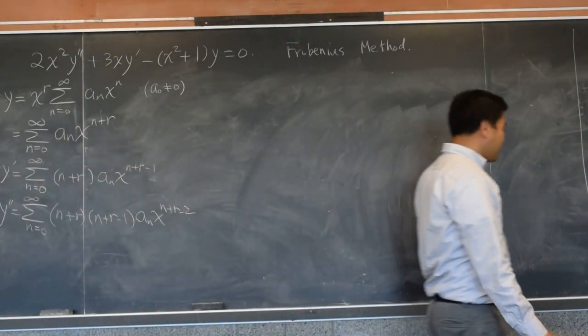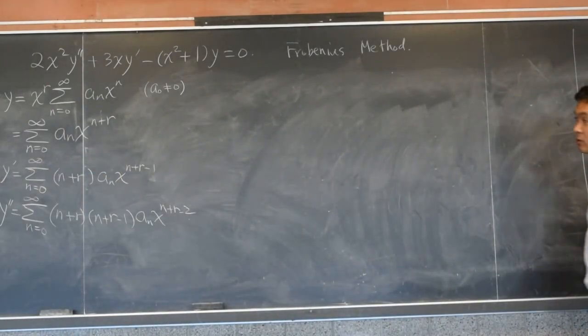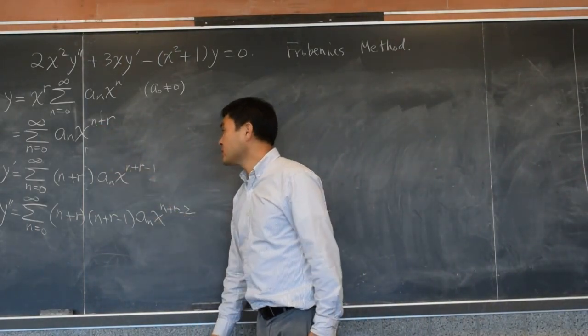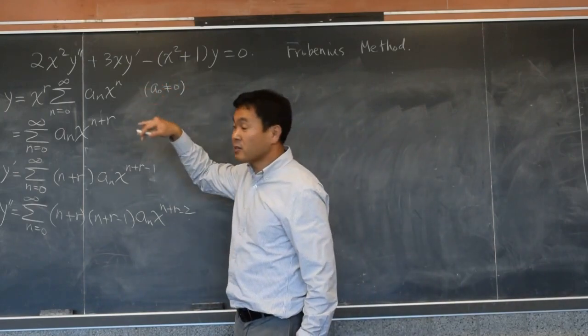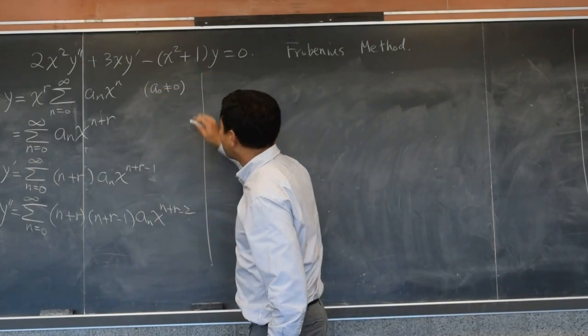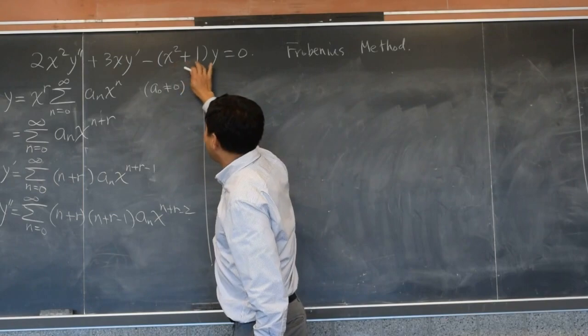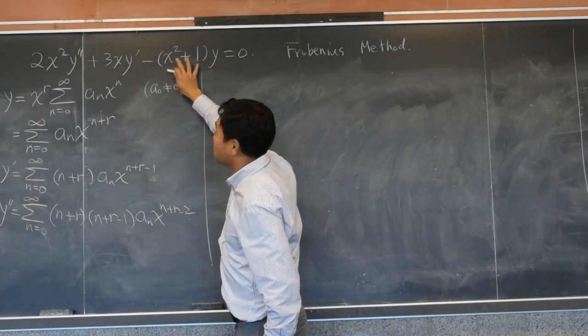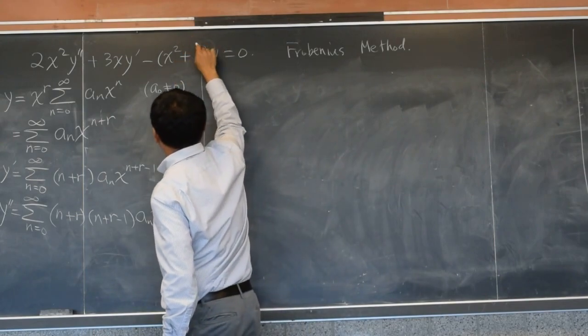So that's what you get when you start with the Frobenius form of the solution. Let's plug everything in here. But before you plug it in, you should break up any coefficient functions that have more than one term. So you should really break this up into 2.